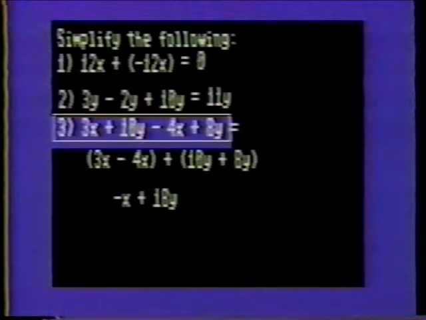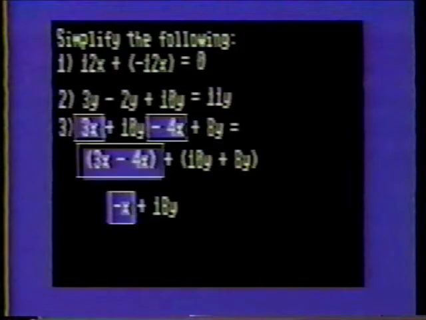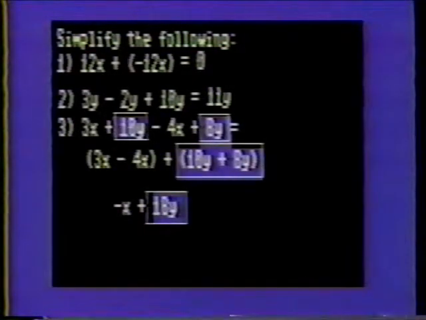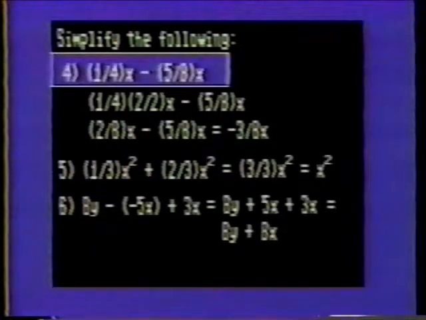Number 3. 3x plus 10y minus 4x plus 8y. This problem is a little different because it contains two different variables, x and y. You can only add the numbers with like variables. Thus you can add 3x minus 4x to get negative x, and 10y plus 8y to get 18y. Number 4.